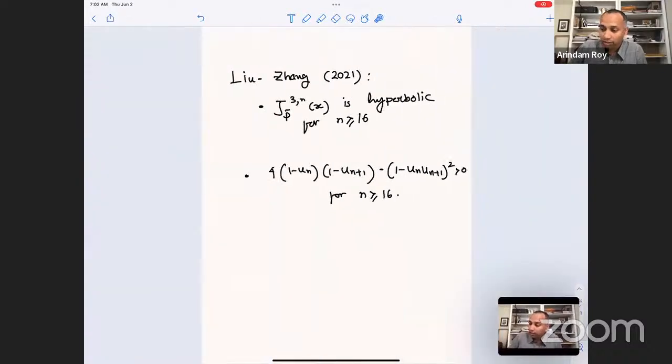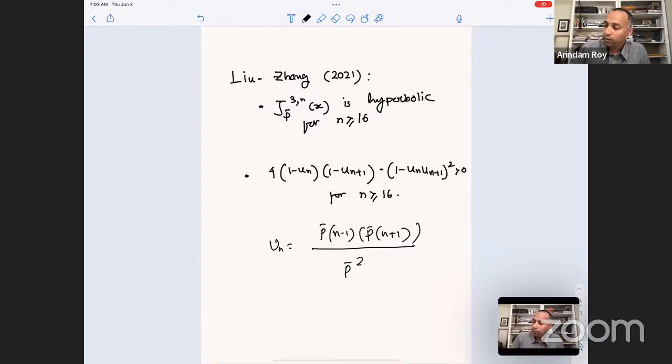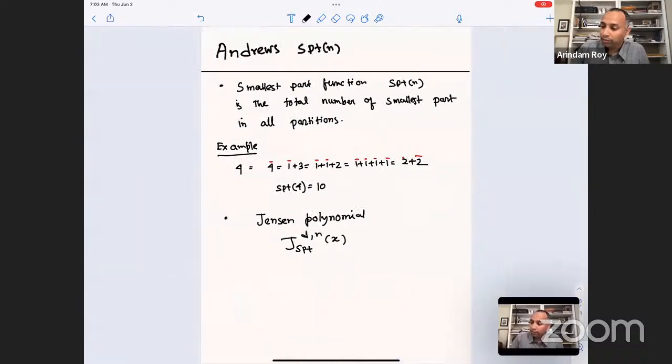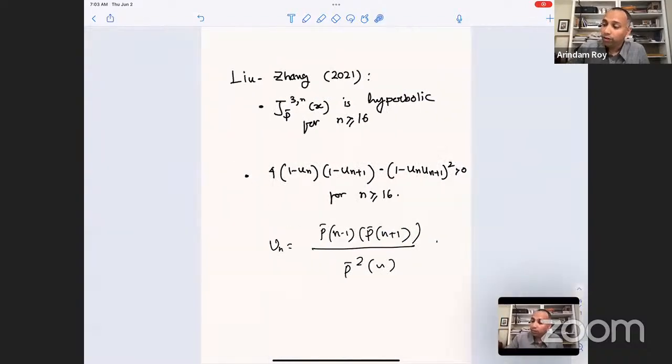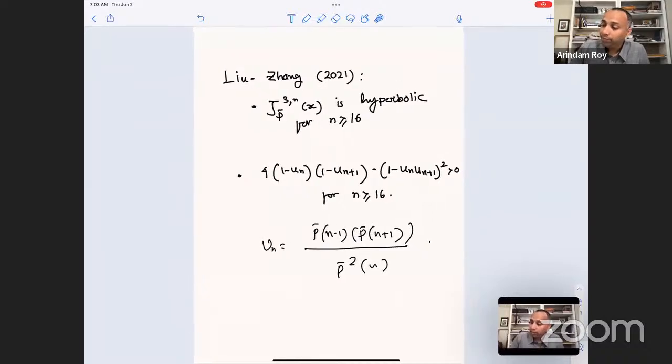Or in other words, this sequence is log concave. And then just last year, Liu and Zhang proved that the corresponding degree 3 Engel polynomial is also hyperbolic for n bigger than or equal to 16. And again, u_n is the corresponding quantity. So here u_n is just p-bar of n minus 1 times p-bar of n plus 1 over p-bar of n squared. After that, I don't see any study on that for all degrees.